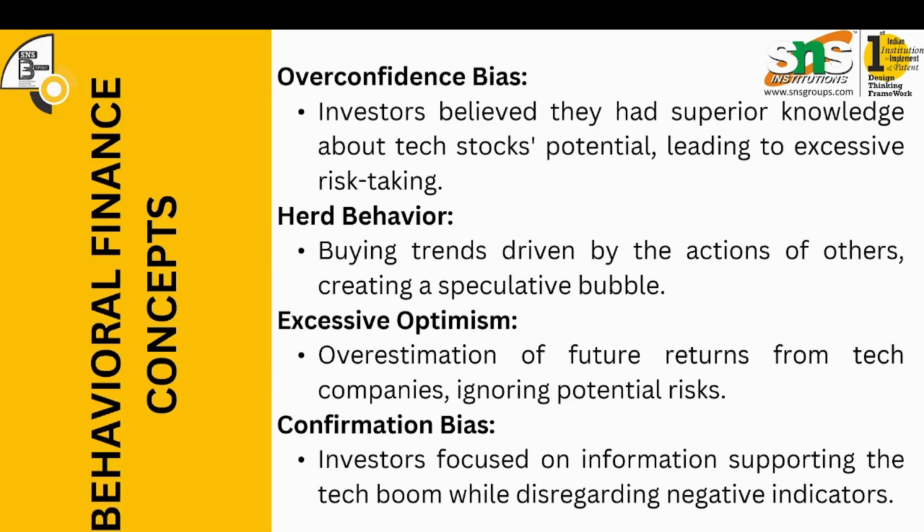So, this particular case study draws attention to a lot of behavioral concepts. The first being overconfidence bias. Investors believed that they had superior knowledge about the tech stocks' potential, so they took a lot of risks. Second, herd behavior. Driven by the actions of others, people started investing, thereby creating a speculative bubble. There was excessive optimism. There was an overestimation of future returns. People never thought anything negative. All that came to their mind when they thought about these tech stocks was that it is going to grow exponentially. And there was confirmation bias. People started looking out for information that would satisfy their need rather than information that is evidential. So they disregarded any kind of negative indicator that came their way.